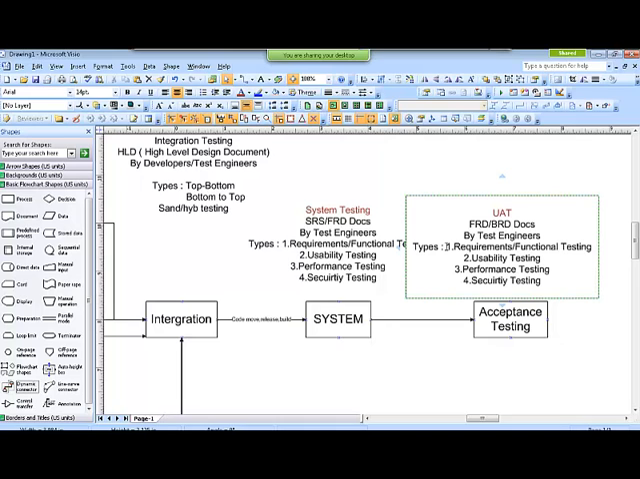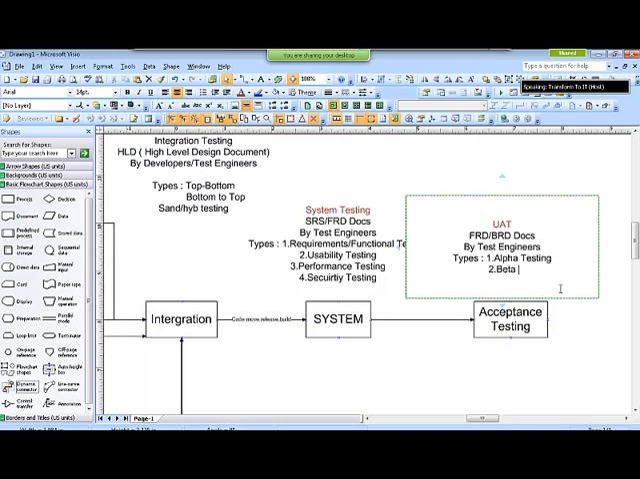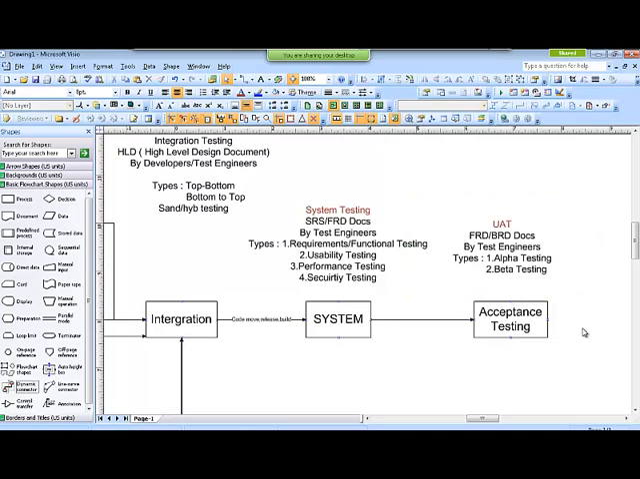So the types of testings we have under UAT: one is alpha testing, and we have one more testing called beta testing. So we have two different types of testings under UAT, right? When you are conducting UAT testing, you are going to refer BRD and FRD documents, and this is conducted by the test engineers, BAs and SMEs.